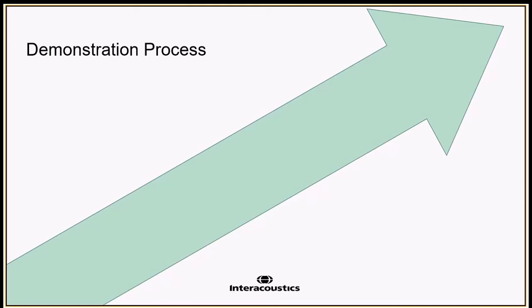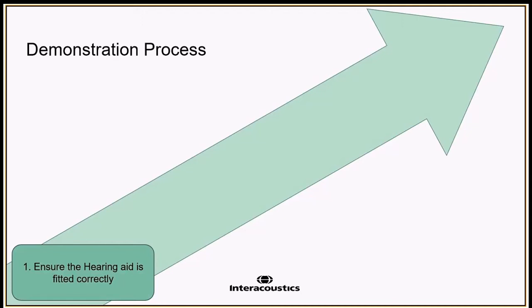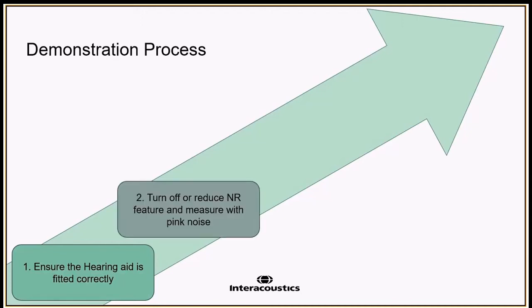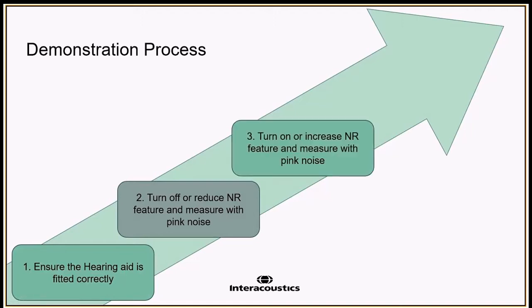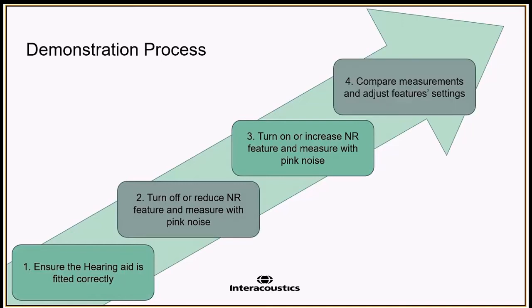So how do we demonstrate this? First of all, we want to make sure that the hearing aid is fitted correctly. This is to the patient's preference and ideally to a target algorithm that's independently verified. We'll then go on to playing a pink noise stimulus or a static noise stimulus, something that's playing the same frequency content over and over. And we want to turn off our noise reduction feature at the beginning. So we want to show what is the effect without the feature on, or the before in this scenario. We then do the same again, but we turn on our feature, and that gives us our after. And then we can finally compare these measurements and adjust the feature settings based on the patient's preferences.